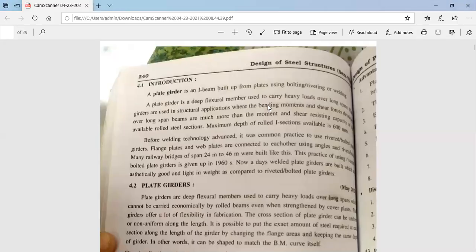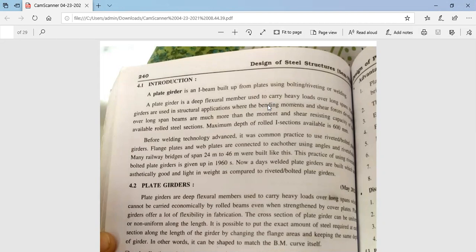Good morning, students. So today we start our new chapter, which is plate design of plate girders, right? Before we start designing the girders, first of all, we understand the term. What is the meaning of plate girder? What is the actual definition of plate girder? So a plate girder is an I-beam built up from plates using bolting or riveting or welding.